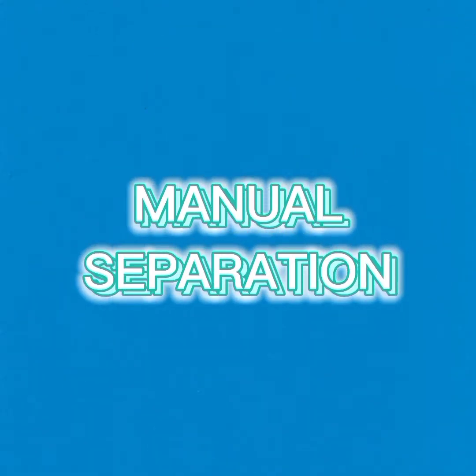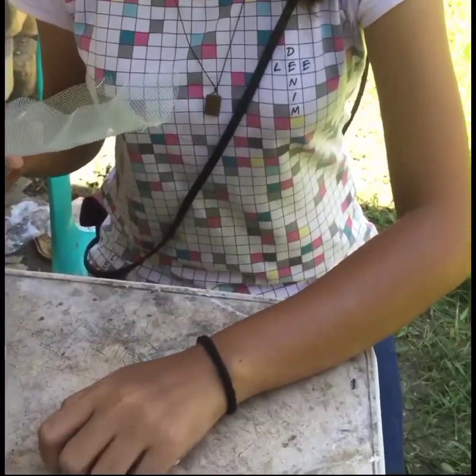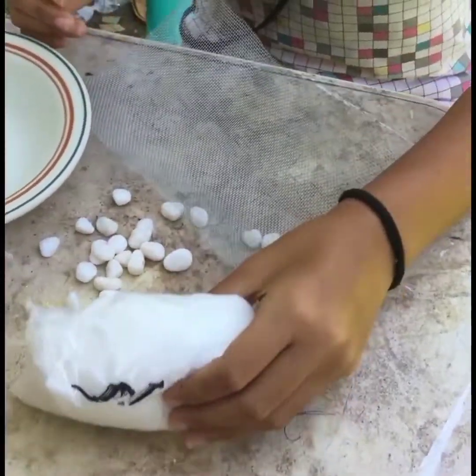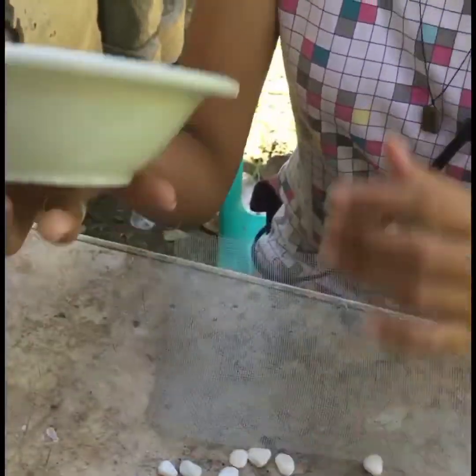Manual separation. There are 6 ways on how to separate mixtures. The first one is manual separation. The materials needed are a screen, pea balls, and sugar, and most especially the bowl.